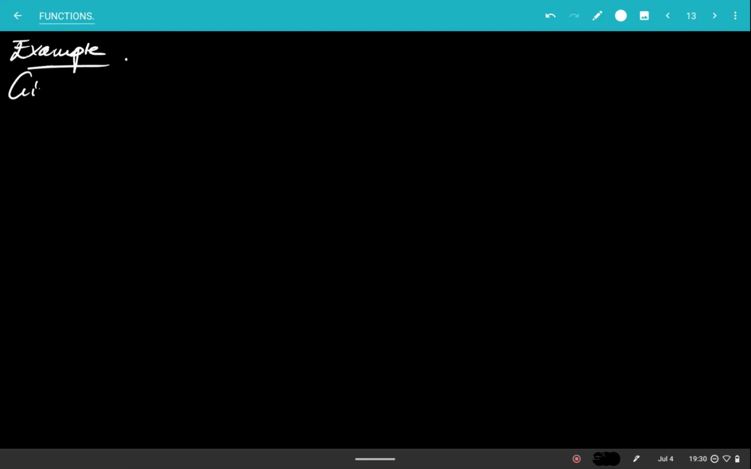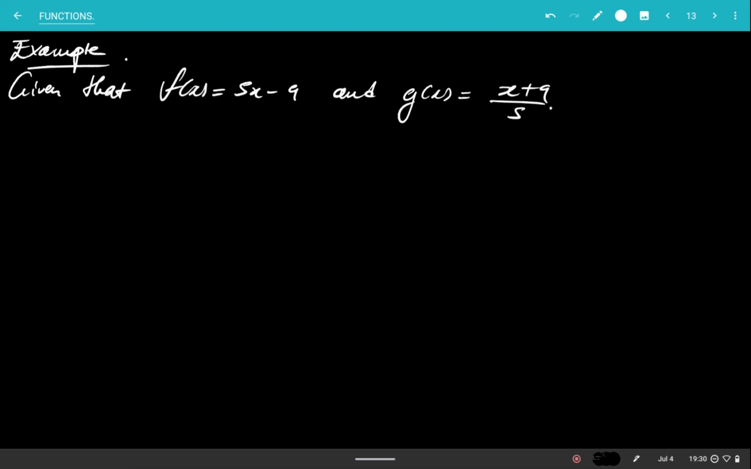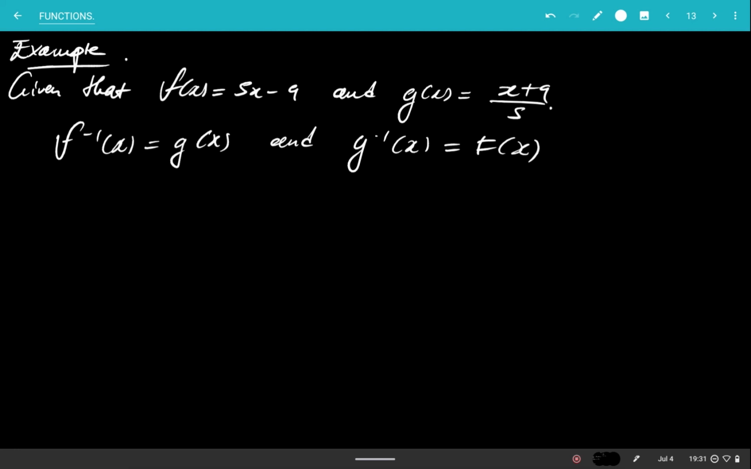So, given that f of x is equal to 5x minus 9 and g of x is equal to (x plus 9) over 5. Remember, for these functions to be inversely related, f inverse of x should equal g of x and g inverse of x should equal f of x. The inverse of the first function should equal the second function, and the inverse of the second function should equal that of the first function.